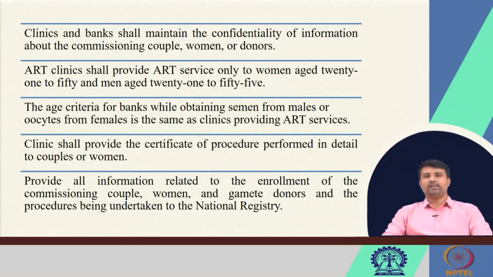The ART clinic shall provide ART service only to women aged 21 to 50 and men aged 21 to 55. The age criteria for banks while obtaining semen from males or oocytes from females is the same as clinics providing ART services. The clinic shall provide certificate of procedure performed in detail to the couples or the woman. They shall also provide information related to enrollment of the commissioning couple, woman and gamete donors and the procedures being undertaken to the National Registry.